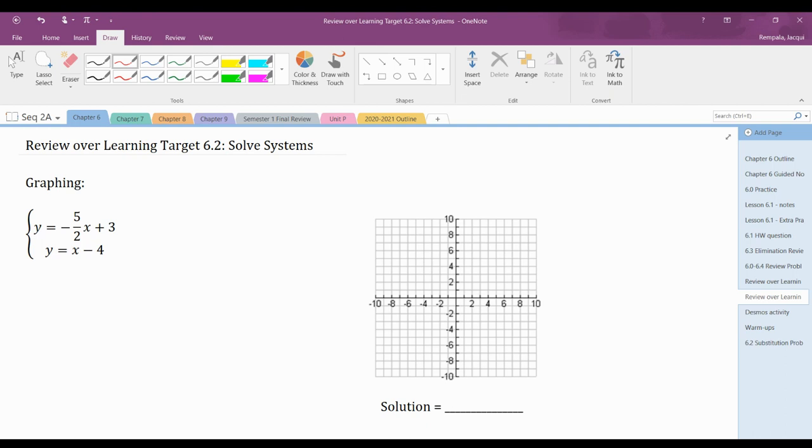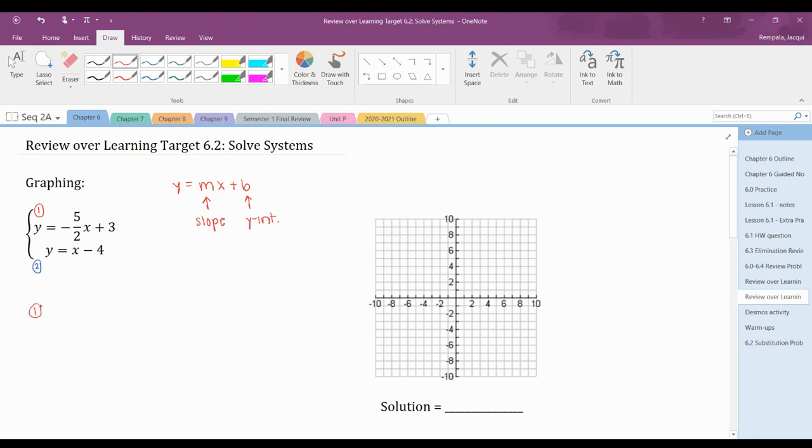So remember, the best method to graph would be to get the equations to say y equals, because then we can identify the slope and the y-intercept. So our example here is that y equals -5/2 x plus 3 and y equals x minus 4. The nice thing about this is that we already have y equals. We already have it in that form of y equals mx plus b, where remember m represents our slope and b represents our y-intercept. So I am going to identify the slope and the y-intercept from each of these lines.